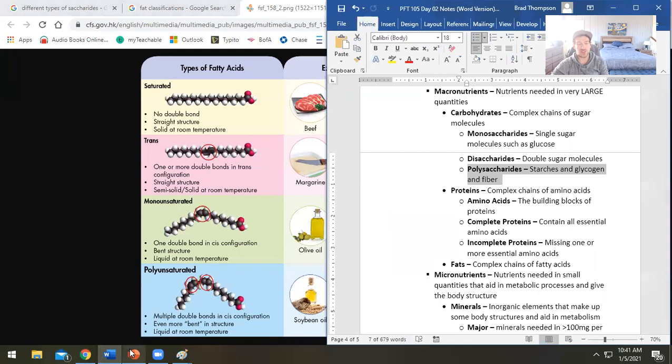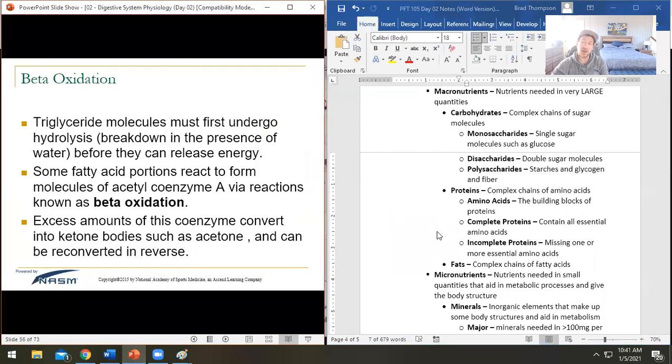So those are the different types of fats that we've got. And your body can use fats to produce energy as well.